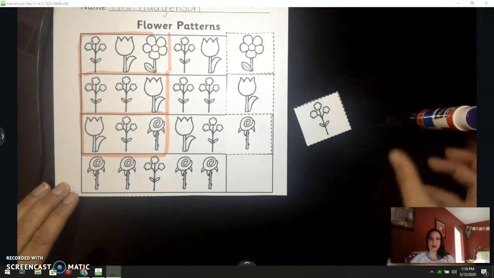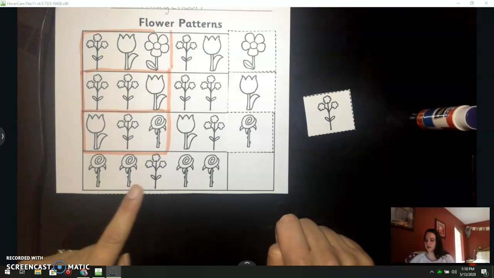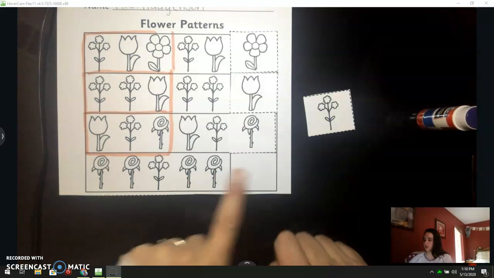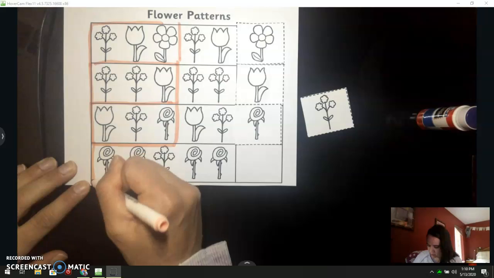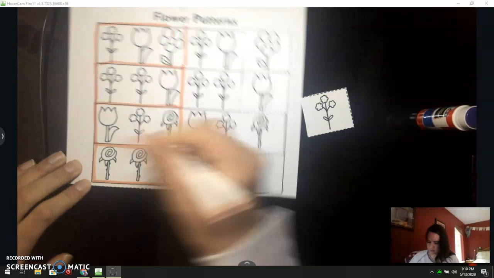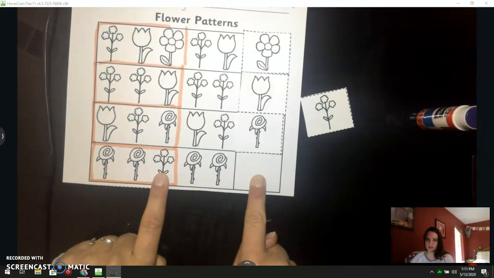Let's do our last pattern. I bet it's going to be this one. Let's double check. Rose, rose, dandelion. Rose, rose, dandelion. See, this is the chunk that repeats. Rose, rose, dandelion.